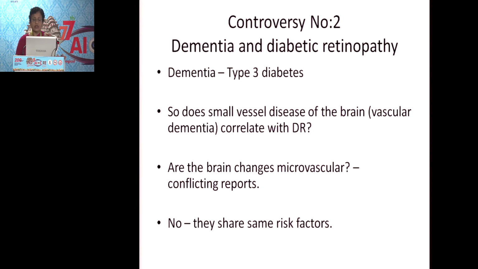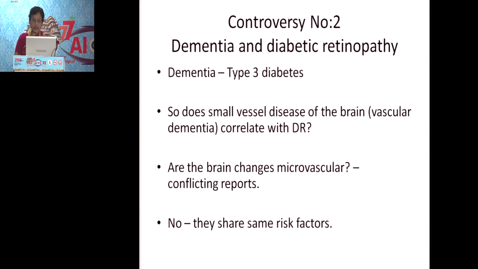Second controversy is dementia is often related to diabetes. In the UK especially, every advertisement says dementia is type 3 diabetes. But why is it related? Is it because the small vessels of the brain suddenly behave like diabetic retinopathy? We already saw from the molecular evaluation that it isn't. So what is it that makes them related?